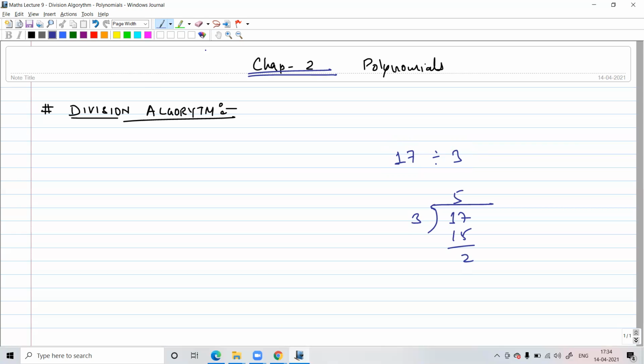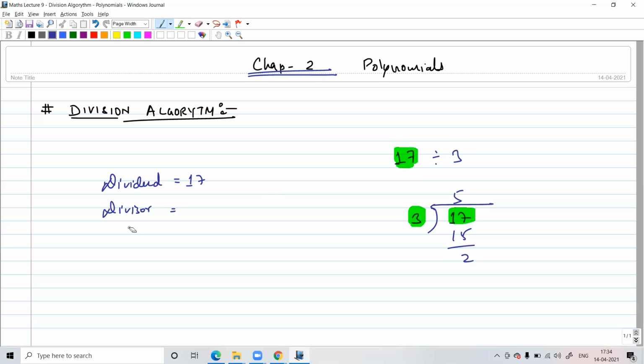So let's get all the things clear here. What is this 17 called? Do you know? There's a name for it. When you do division, there is a thing called dividend. Everyone knows that? This 17 is the dividend, the number which we are trying to divide. What is this 3? Divisor. Yes, it's called the divisor.